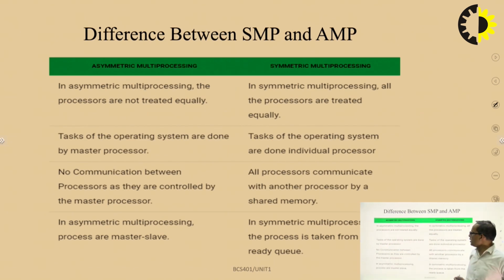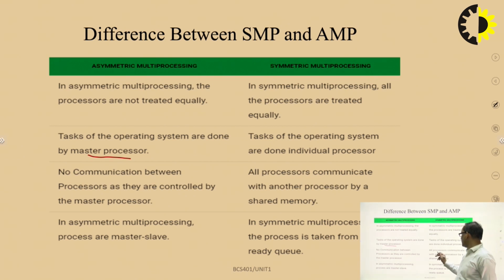Some basic differences between symmetric and asymmetric multiprocessing are listed here in this table. In symmetric multiprocessing, all the processors are treated equally, whereas in asymmetric multiprocessing, the processors are not treated equally, because one processor acts as the master processor and the others act as slave processors. Operating system tasks are done by individual processors in symmetric processing, whereas in asymmetric, only the master processor can access the OS. So OS tasks are executed by the master processor in asymmetric.